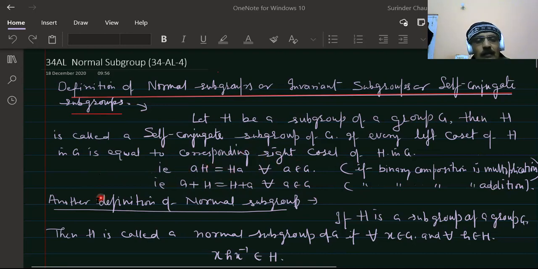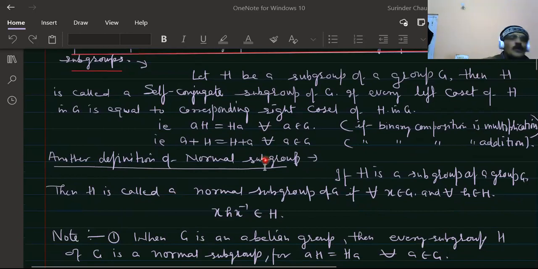Now, another definition of the normal subgroup: if H is a subgroup of a group G, then H is called a normal subgroup of G if for all x belongs to G and for all h belongs to H, x h x inverse belongs to H. This is another definition of the normal subgroup.